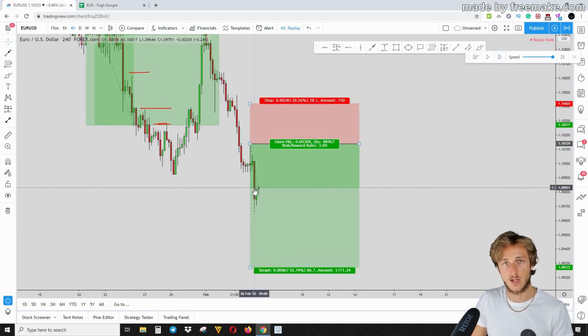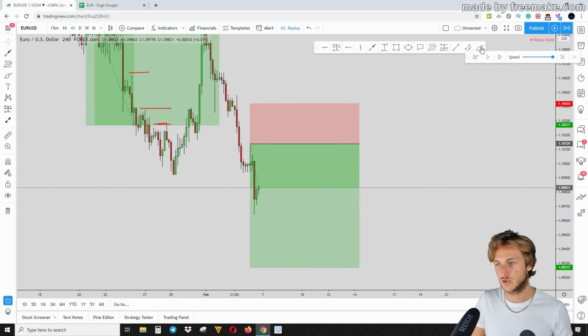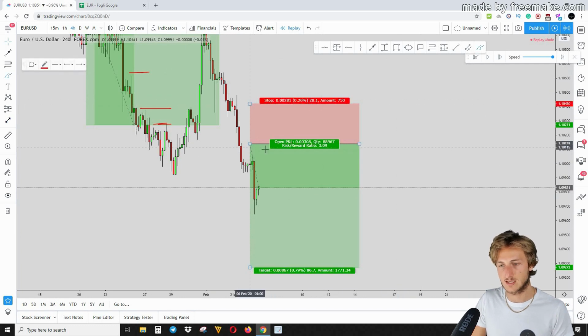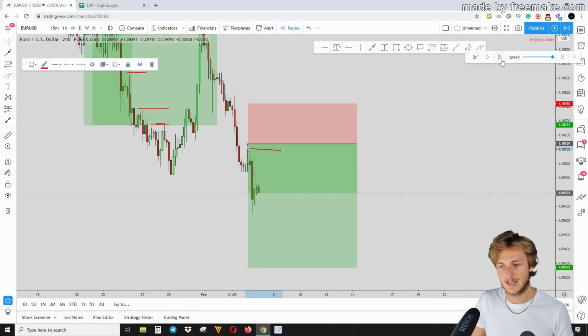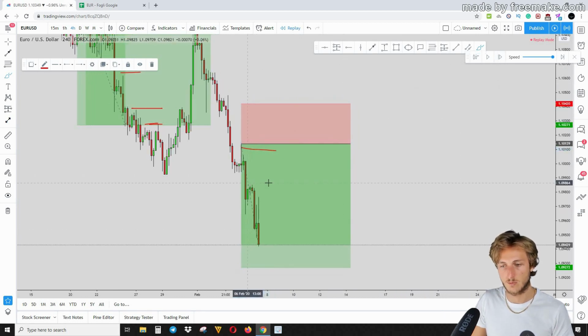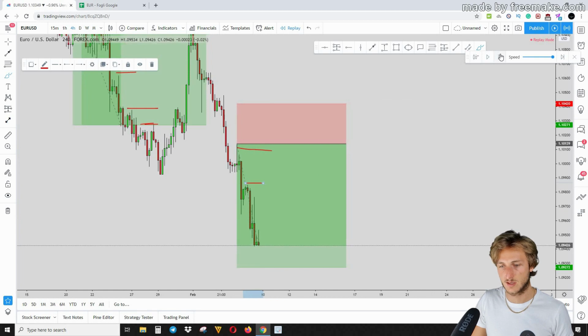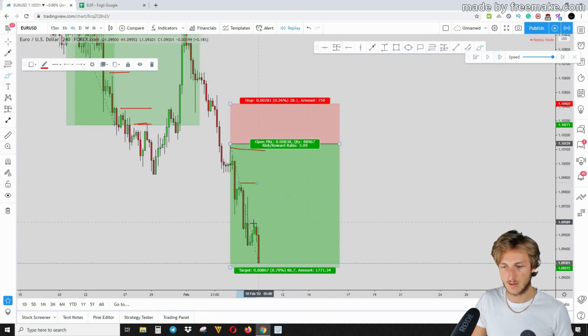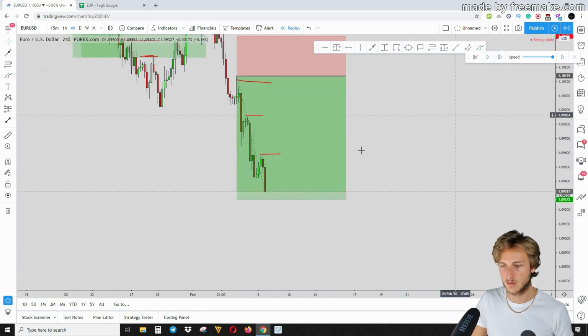So the market just created a lower low, so we go risk-free on the trade, meaning that now our stop loss is below the entry, so we can only make money on the trade. Let's see how this will continue. Perfect. Now we just trail our stop loss here.